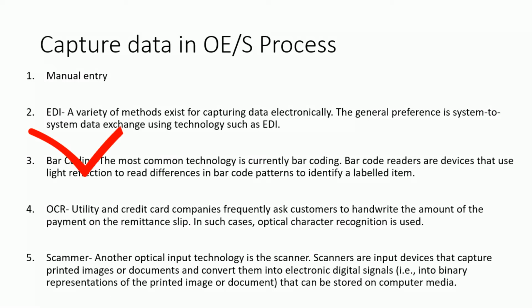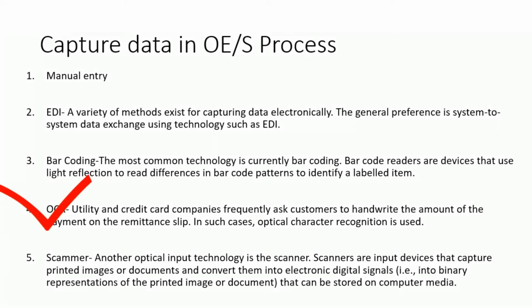Third is barcoding. This is the most common technology that is currently used. Barcode readers are devices that use light reflection to read the differences in barcode patterns to identify a labeled item, a product, or a service.